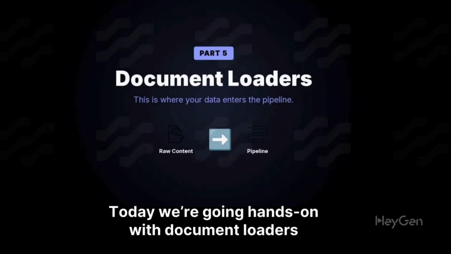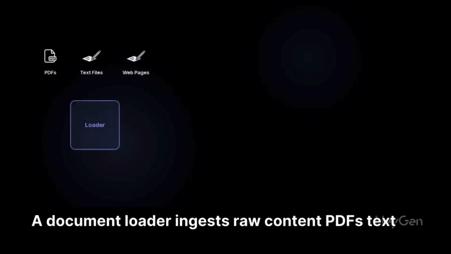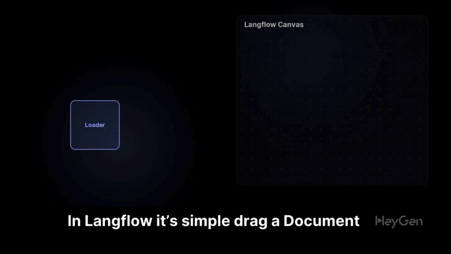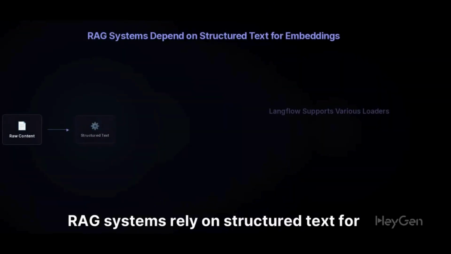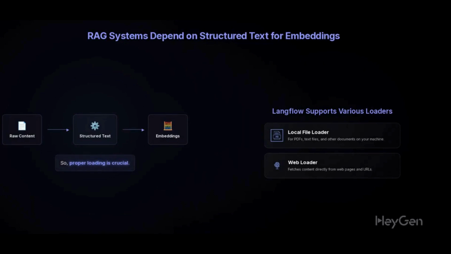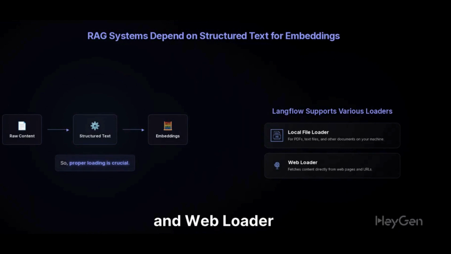Today, we're going hands-on with document loaders. This is where your data enters the pipeline. A document loader ingests raw content, PDFs, text files, web pages, and prepares it for processing. In Langflow, it's simple. Drag a document loader node onto the canvas. RAG systems rely on structured text for embeddings, so proper loading is crucial. Langflow supports various loaders like local file and web loader.